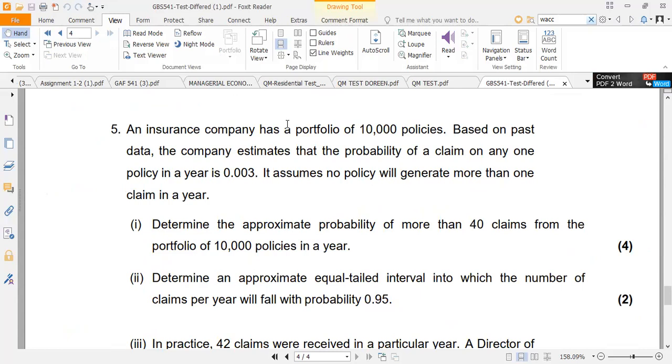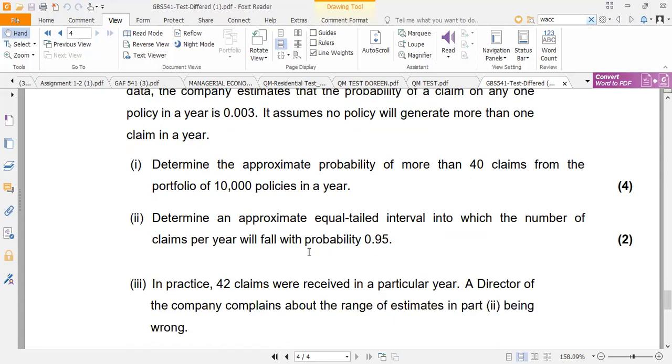An insurer has a portfolio of policies. Based on past data, the company estimates that the probability of a claim on any one policy is 0.003. It assumes no policy will generate more than one claim per year. Number one, determine the probability of more than 40 claims in the portfolio of 100 policies. Determine the approximate of the two-third.